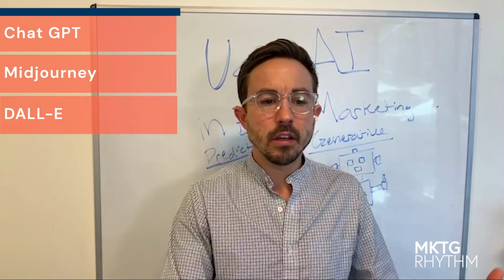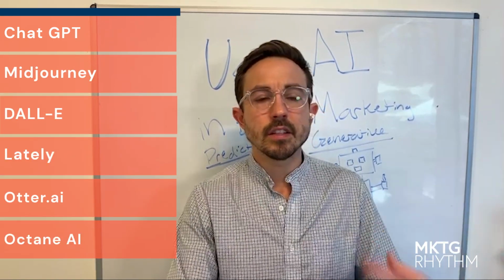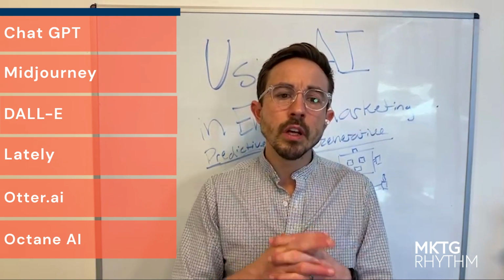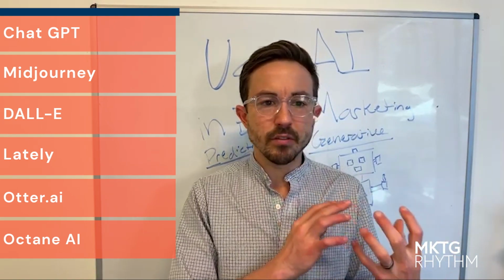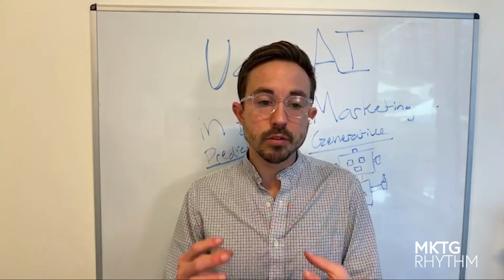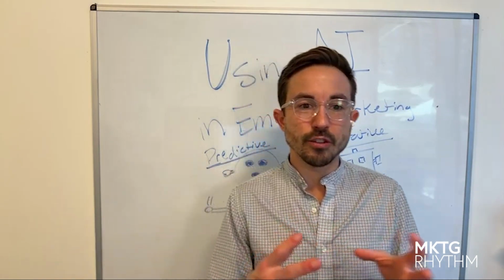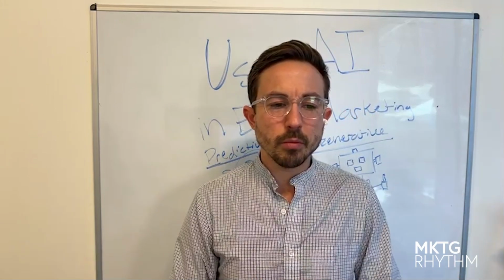Midjourney, DALL-E, lately Otter AI, Octane AI. That's actually a survey tool that will give predictive insights into what products are going to be valuable for individuals. So that's a really great way to actually start to get a little bit more gangster with the product predictions.